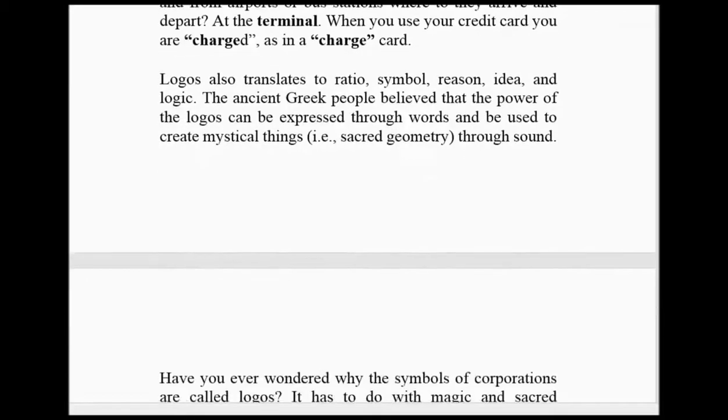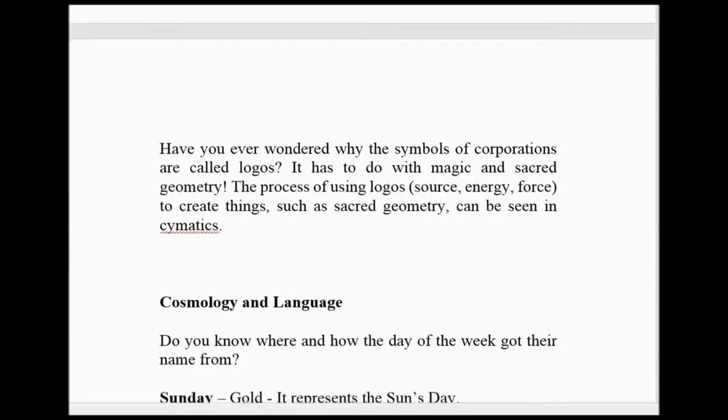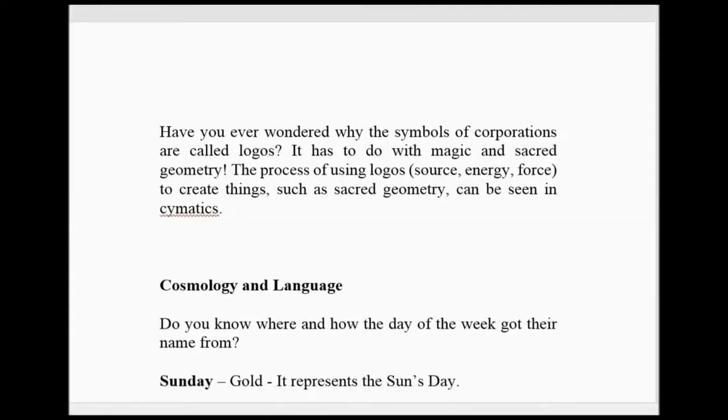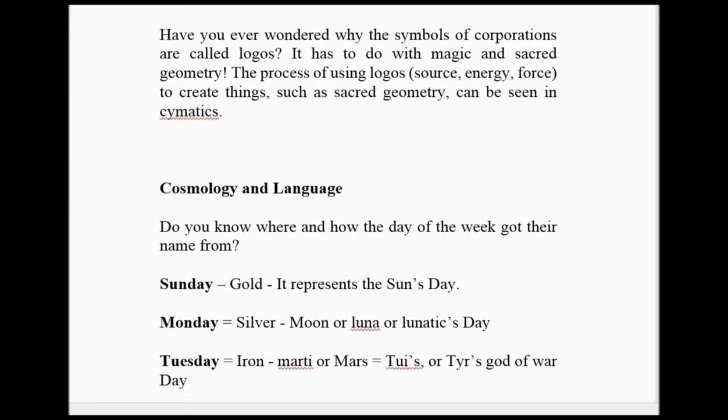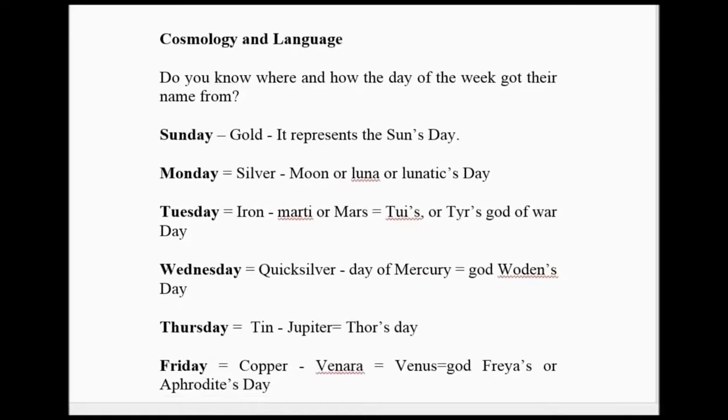Logos translates to ratio, symbol, reason, idea, and logic. The ancient Greeks believed that the power of the logos can be expressed through words and be used to create mystical things through sound. Have you ever wondered why the symbols of corporations are called logos? It has to do with magic and sacred geometry. The process of using logos, source, energy, and force to create things such as sacred geometry can be seen in cymatics. That is where sound is used to create geometric, sacred geometric forms.